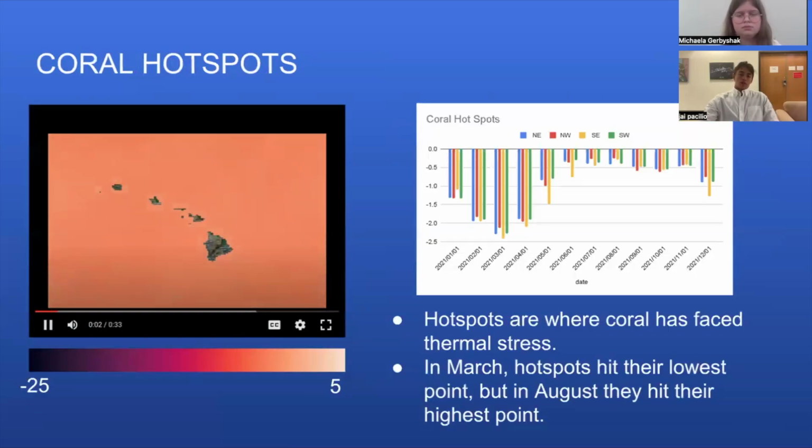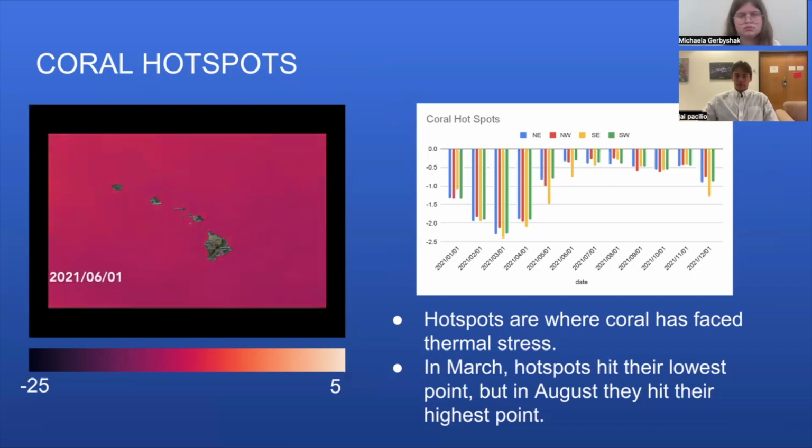Coral hotspots are the measure of where coral has faced thermal stress. Thermal stress is heat damage. In March, hotspots hit their lowest point as the sea surface temperature also hits its lowest point. However, in August, they hit their highest as the sea surface temperature also hits its highest.